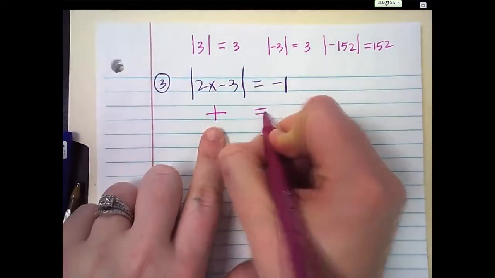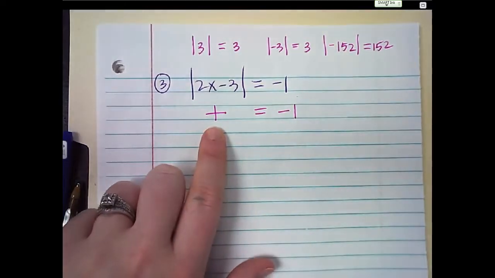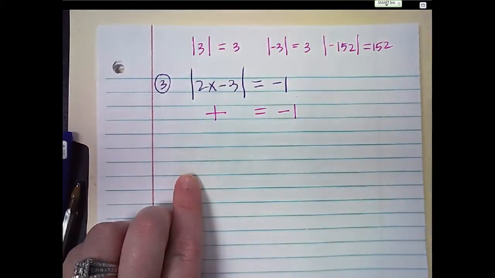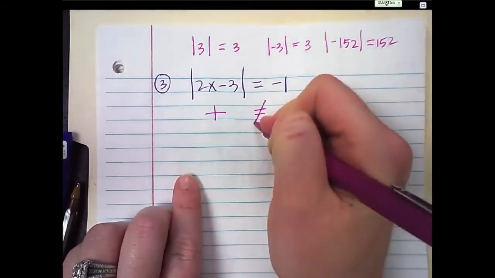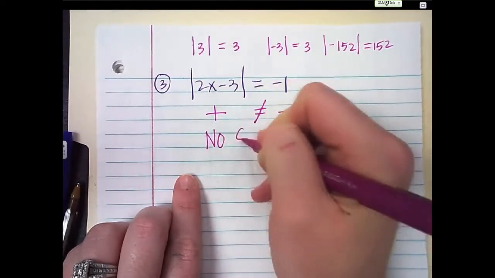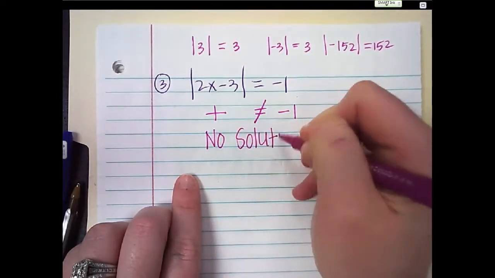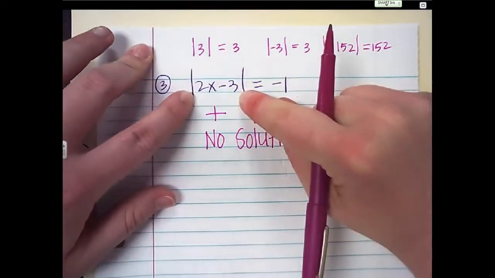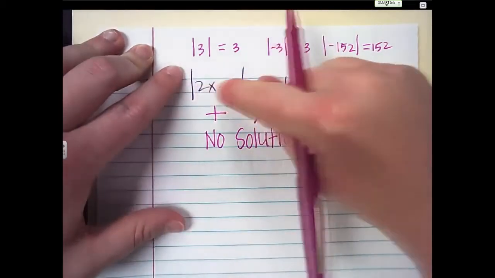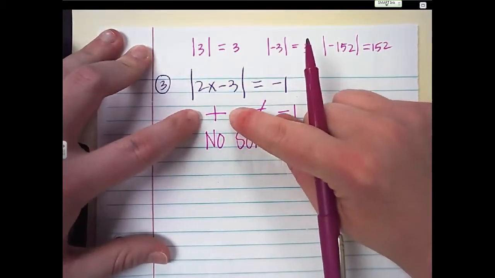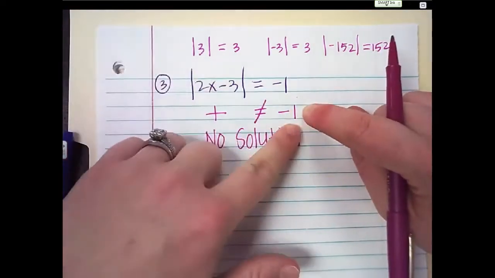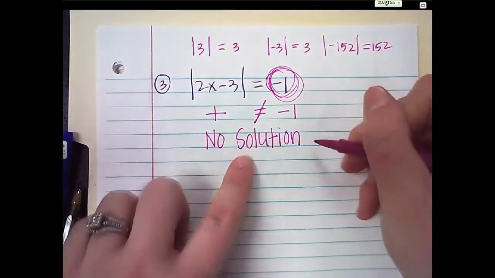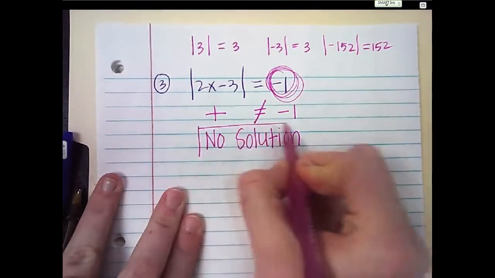Can a positive ever equal a negative? No. So what is the answer to this entire problem? No solution. Every time you have an absolute value, whatever you put in here is always going to come out a positive. A positive number cannot equal a negative. That should be a key to you. If you see a negative, it's no solution. So we don't even have to do any work.